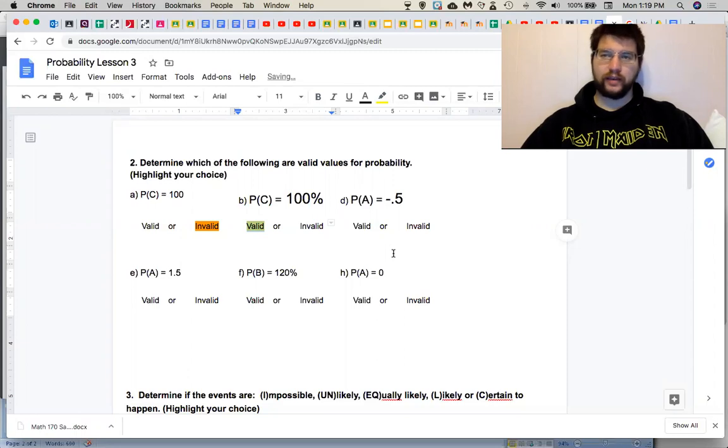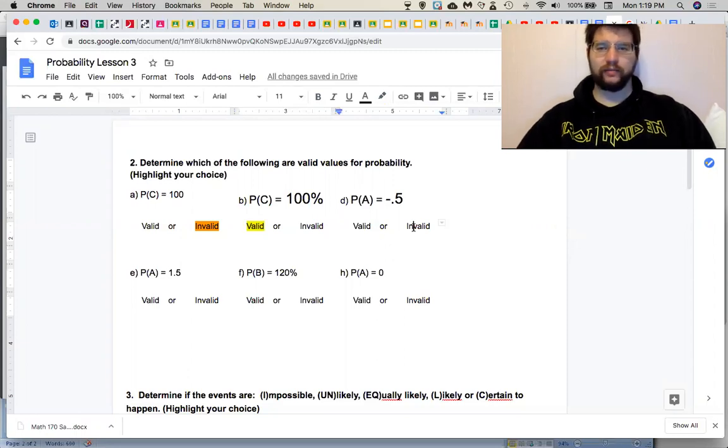Next, 0.5, except this is a negative 0.5. Probabilities cannot be negative. This is invalid. 1.5, that's bigger than 1, can't happen. 120%, can't happen.